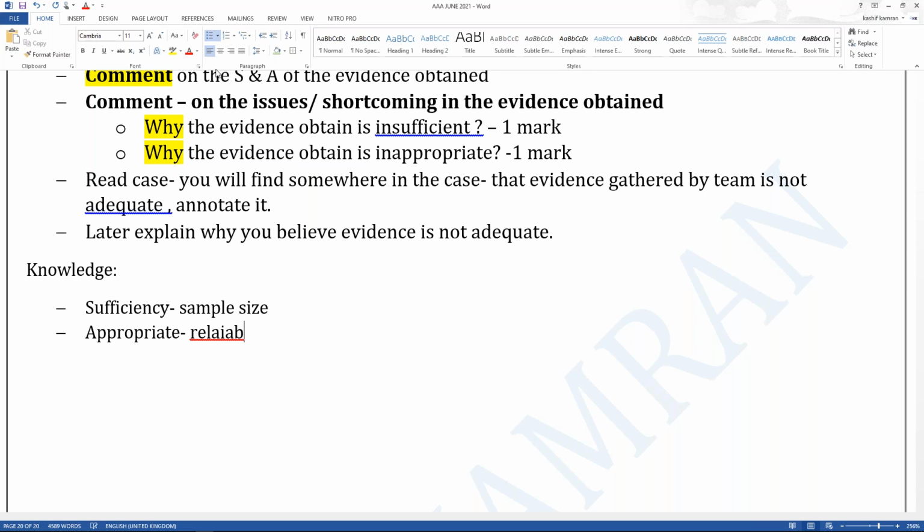Evidence is reliable, right? So you're looking at the reliability of the evidence when it comes to appropriateness, or evidence is from the right source. That is appropriateness. So the sample size of the evidence is the sufficiency. The reliability and the right source is the appropriateness. Yes, evidence must be credible. Credible is the appropriateness. Sufficiency is the quantity of the evidence, and appropriateness is the quality.